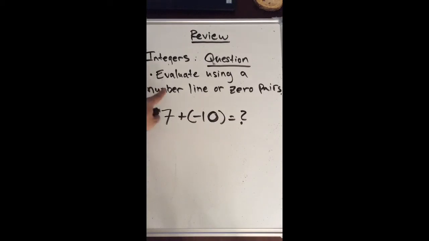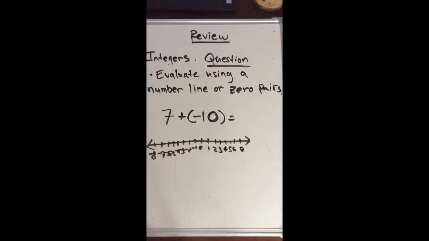First, I want you to evaluate using a number line or 0 pair. So either the number line like we did before or using your plus or minus tiles. I want you to find what is 7 plus negative 10. At this time, you may pause the video, try and do your own work, and then press play when you think you got an answer.